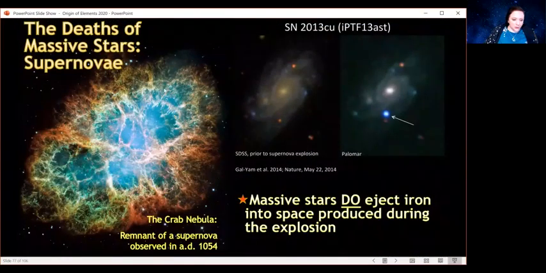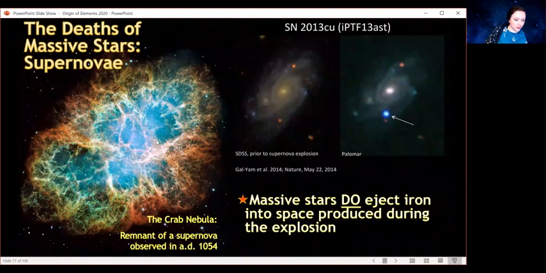So here we can see one of the most famous supernovae. This is the supernova remnant, the Crab Nebula. This was actually observed in China in 1054 AD. And what we can see here, this is all material that was once part of the star, and it's had about 1,000 years to spread out in all directions.